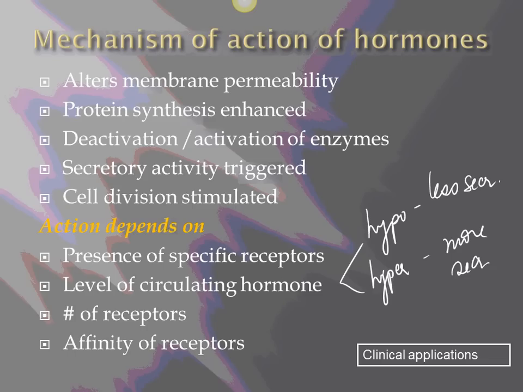Then action would naturally depend on the number of receptors. If you have two tissues and both have receptors for a particular hormone, the one which has more receptors will obviously react more to that hormone. The one which has less will react less. Okay, so the number of receptors. And also the affinity of the receptor. The affinity means how well it can attach to the hormone. The greater the affinity, the better it is for you.